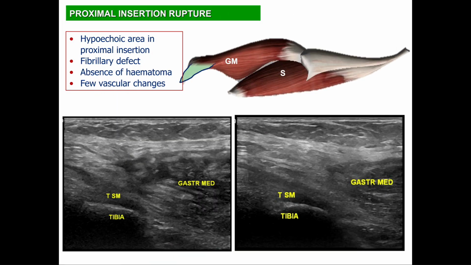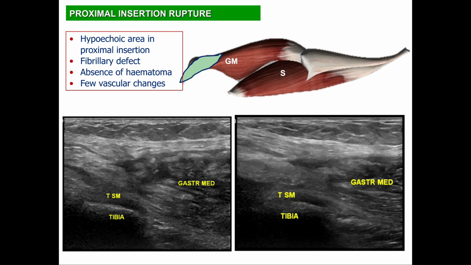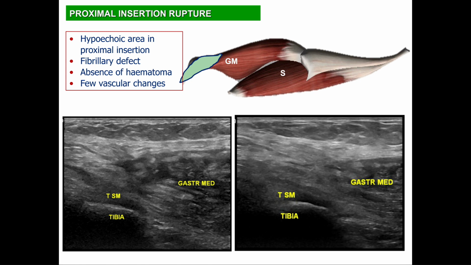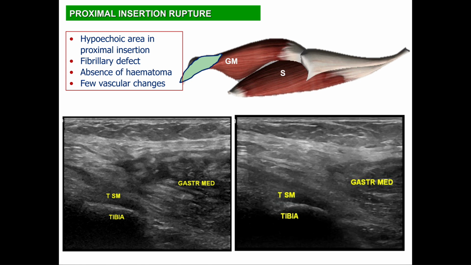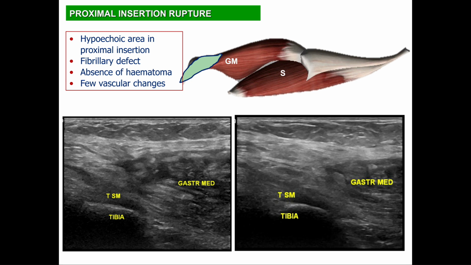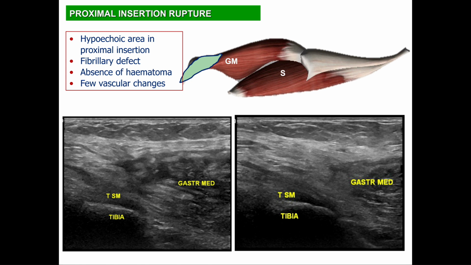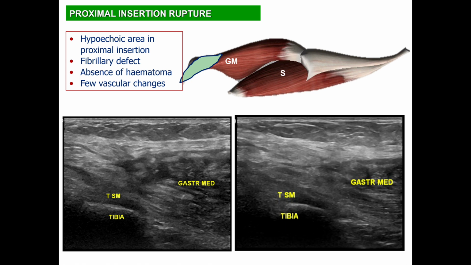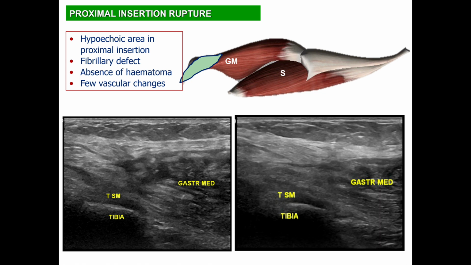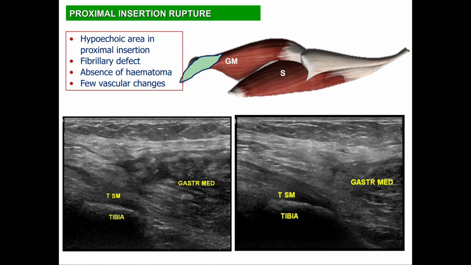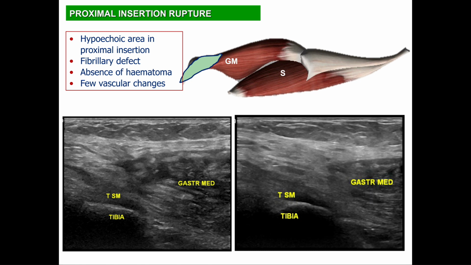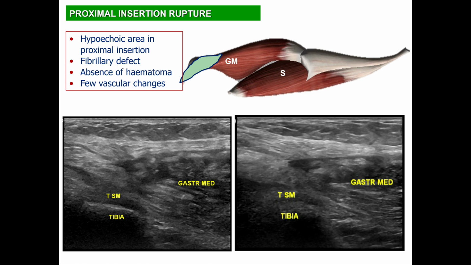And finally, the fourth kind of injury affects the proximal attachment. And we see a heterogeneous area in this portion close to the tibia. It's important to examine the semimembranosus tendon in this posterior face of the medial tibia. The fibrillar pattern is lost, and we find small areas of hematoma.